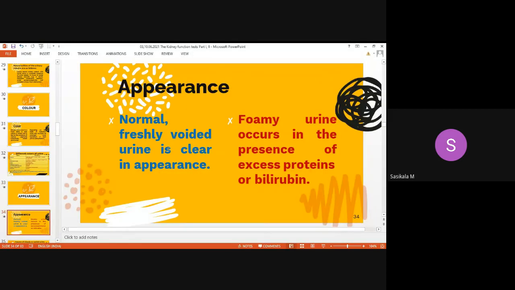Appearance should be normal. Freshly voided urine is clear in appearance. Foamy urine occurs in the presence of excess protein or bilirubin. The excess protein is mainly albumin, which you can find in some disease conditions. Bilirubin passage also causes foamy urine output. Normal is freshly voided urine that is clear in appearance.